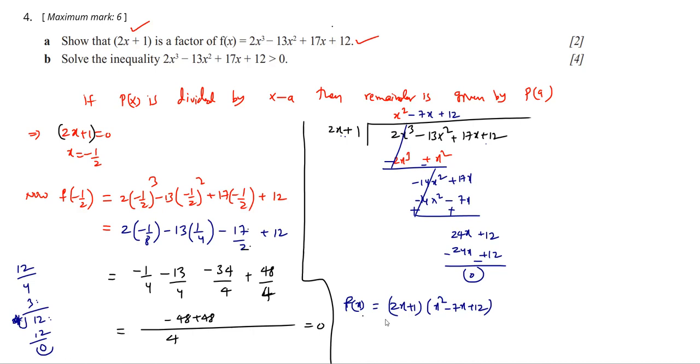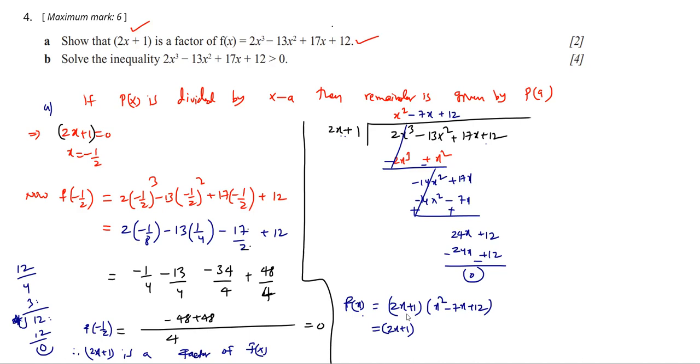Same thing here. P of x, f of x is equal to this times this. But we need complete factorization. Because if we want to solve the inequality, I need all the factors. So let us say 2x plus 1. Second part. For the second part, I am continuing this. First part already done here. We showed that is equal to 0 means here you can declare. So f of negative 1/2 is equal to 0. Therefore, 2x plus 1 is a factor of f of x. That's done here.